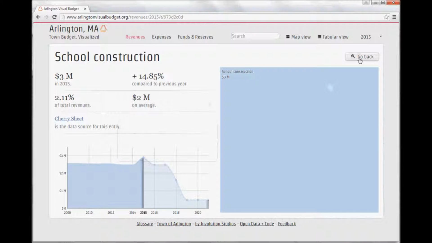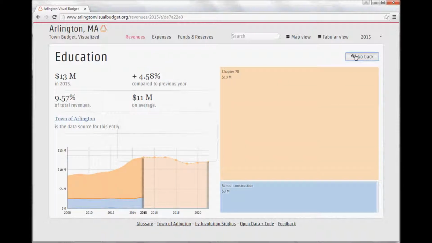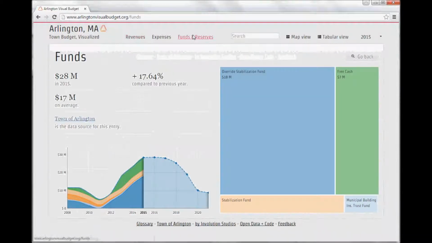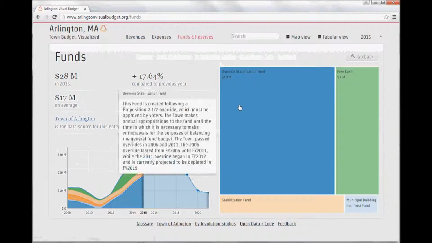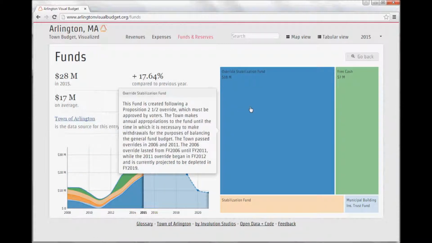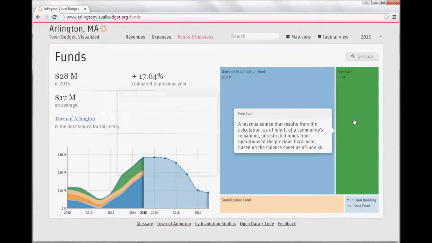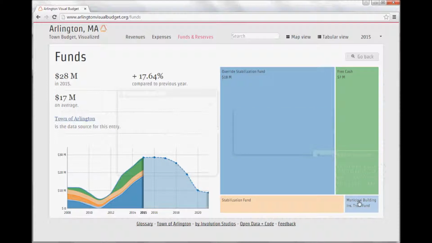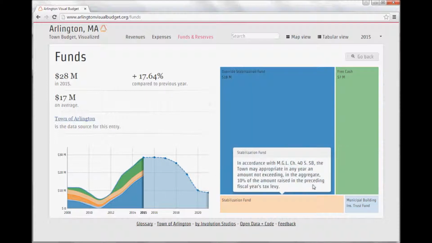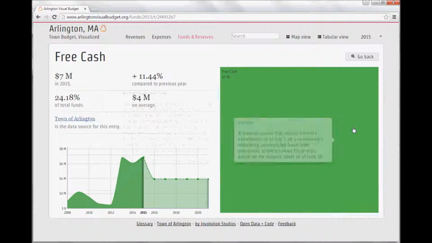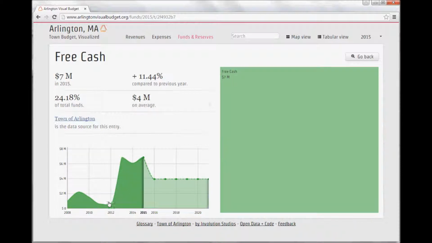The third part of the visualization is funds and reserves, money set aside to offset future cost increases and to provide funds for emergencies, like a record-breaking snowfall. Free cash includes appropriations that were not spent by the end of the year and are carried over into the next year. Here you can see a notable increase in free cash from savings after moving into the state insurance program. The Override Stabilization Fund tells you the story of Arlington's successful overrides.